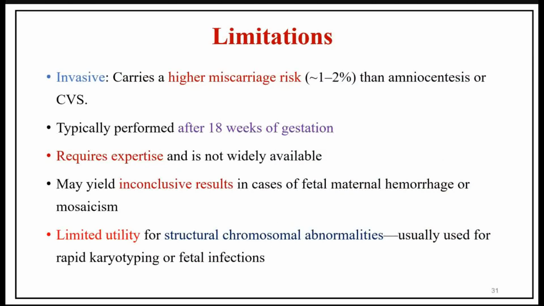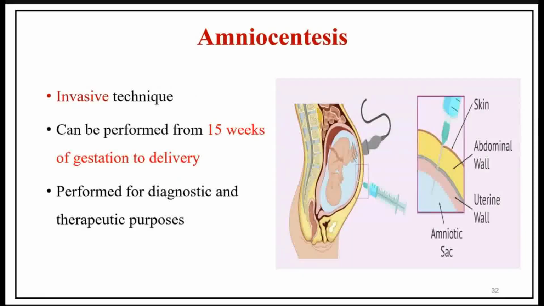The limitations are that, of course, it is an invasive procedure, so it carries a higher miscarriage risk. The risk is greater than amniocentesis or CVS because we are taking a blood sample directly from the cord, and it can hamper the blood supply of the fetus. It is done typically after 18 weeks of gestation. It requires expertise, and of course, there's limited utility for structural chromosomal disorders, and it may lead to inconclusive results in cases of mosaicism.